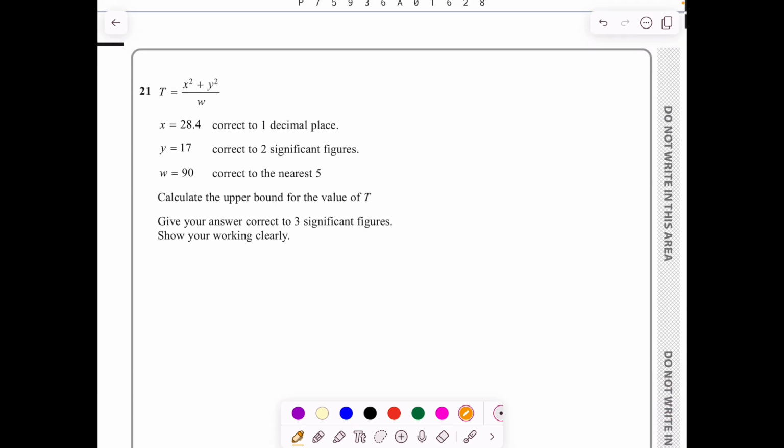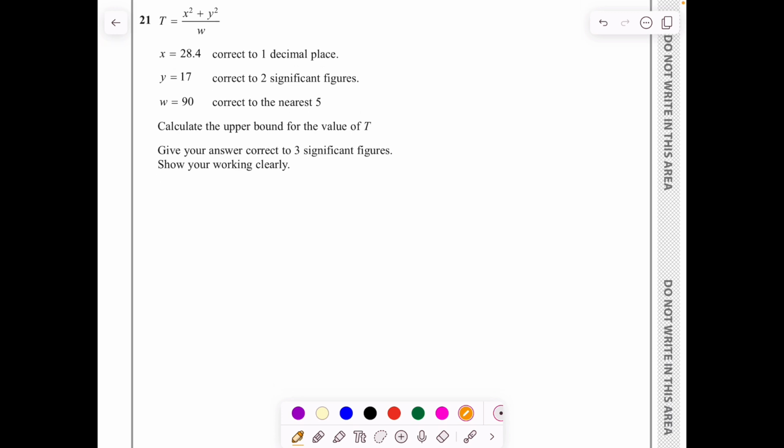Okay, for this one, I think you got 1 mark for saying the upper and lower bounds here. And I always think it's worth it anyway, and I like to as well, just to organise my thoughts. So I always do myself a little chart like this and find the upper and lower bounds for all my values. So I've got x equals 28.4 and it's to 1 decimal place, so to the nearest 0.1, half it, which means that my upper and lower bounds are plus or minus 0.05.